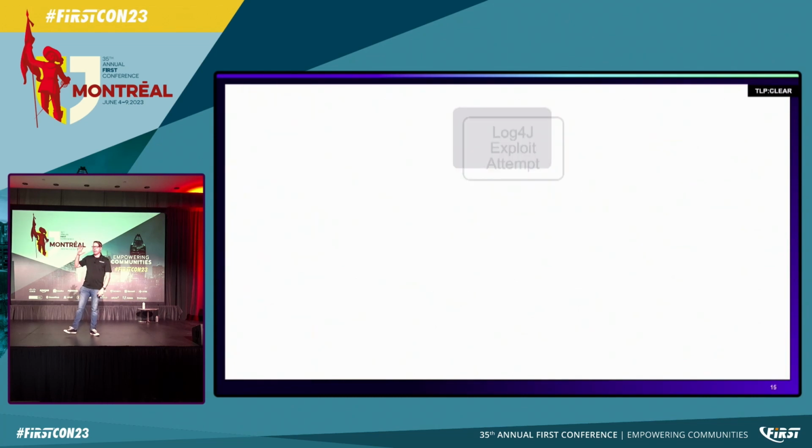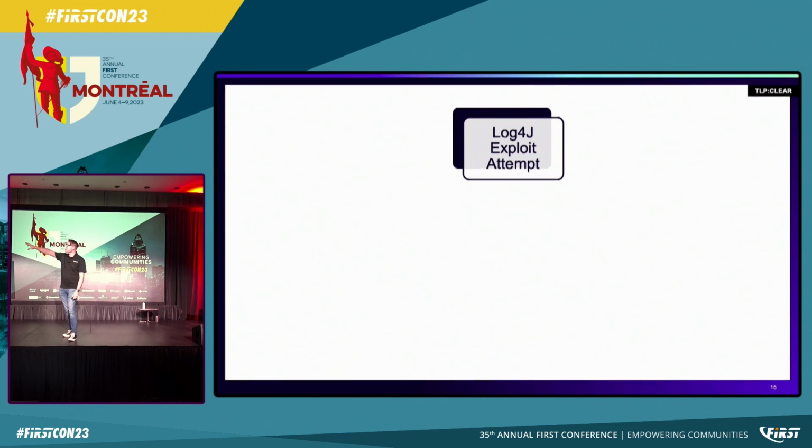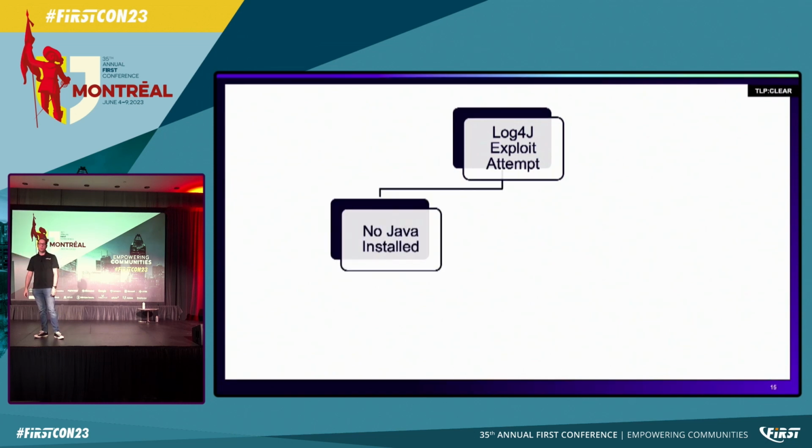Okay, the vulnerability side of it. If we took something like Log4j, and we had the Log4j exploit attempt get thrown on our IDS system, what do we do with that? Naturally, we tend to ask, do we even have Java installed? Is this attempted exploitation even relevant to the location where it's getting thrown? And a lot of the time, if it's not, then we do nothing with it.